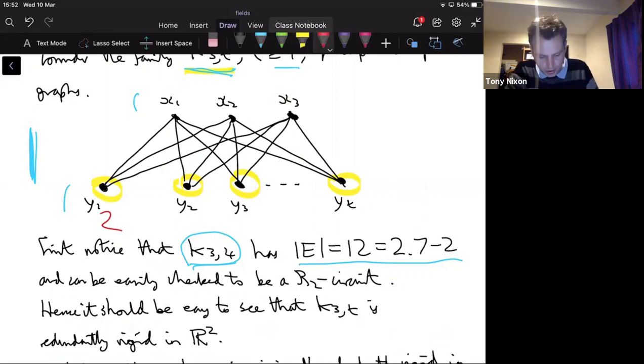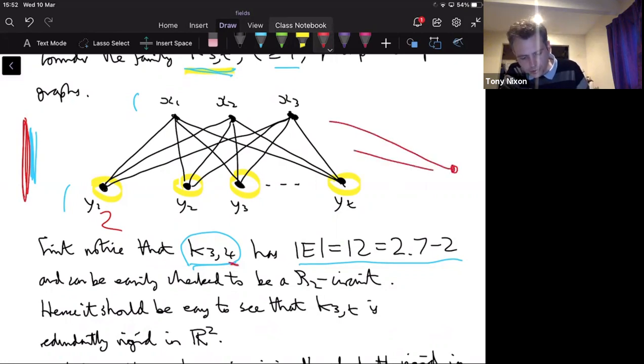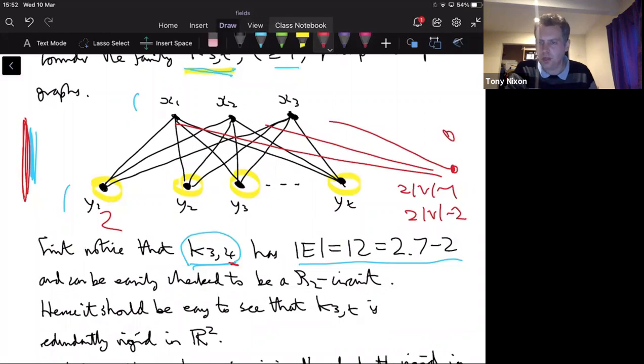So this is a family of minimally redundantly rigid graphs, but notice that K_{3,4} had 2v minus 2 edges, but if I add one more vertex into the part of size 4, it has 3 more neighbors, and so I sort of go from 2v minus 2 to 2v minus 1, and then when I add another one on, I go to 2v plus 0, and then I can keep going.